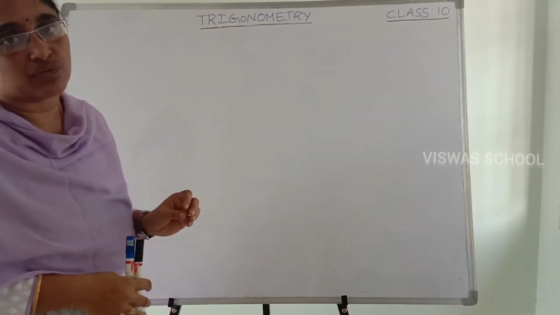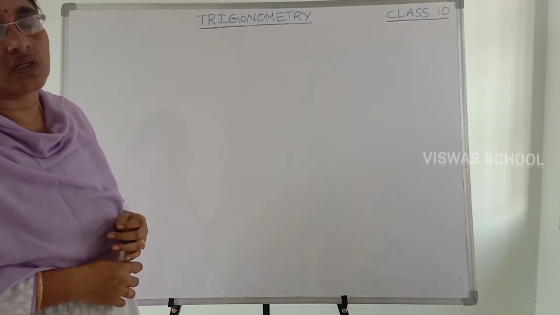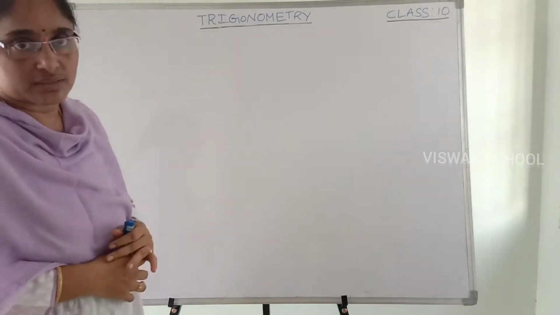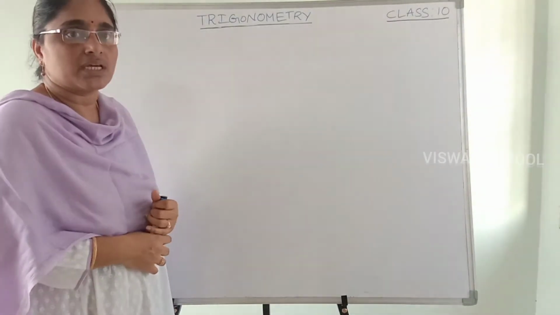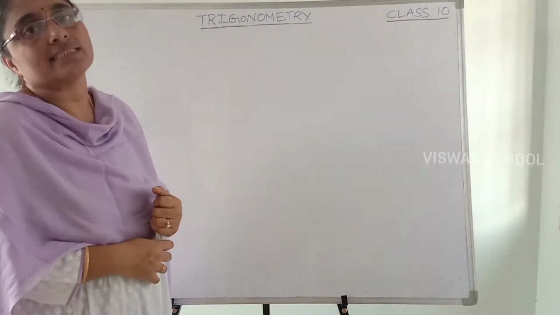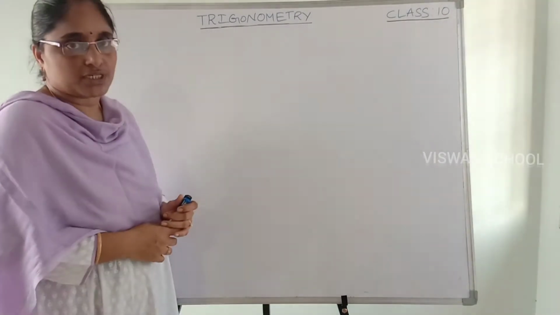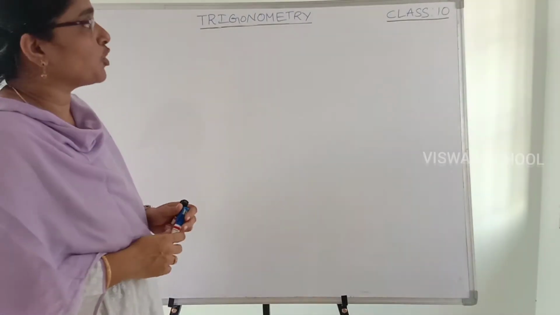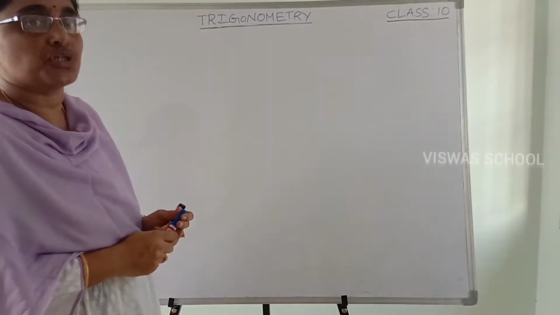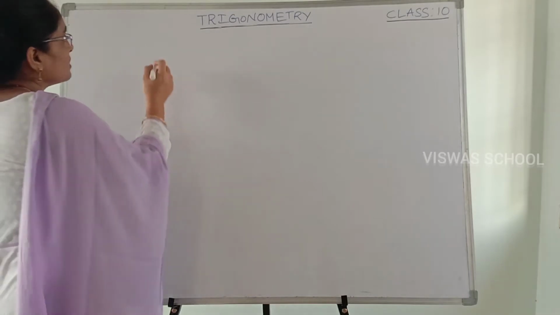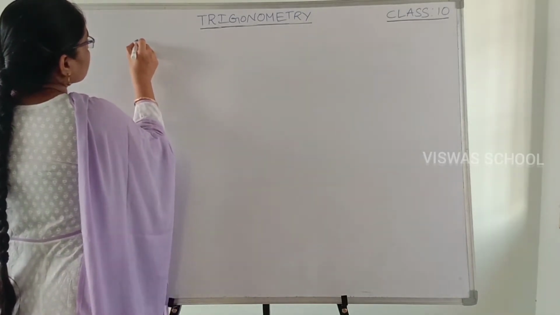Triangle means it is having what? 3 sides and 3 angles. And the triangle property is what here? The sum of the 3 angles in a triangle is 180 degrees. Here in trigonometry, the first topic is trigonometric ratios.